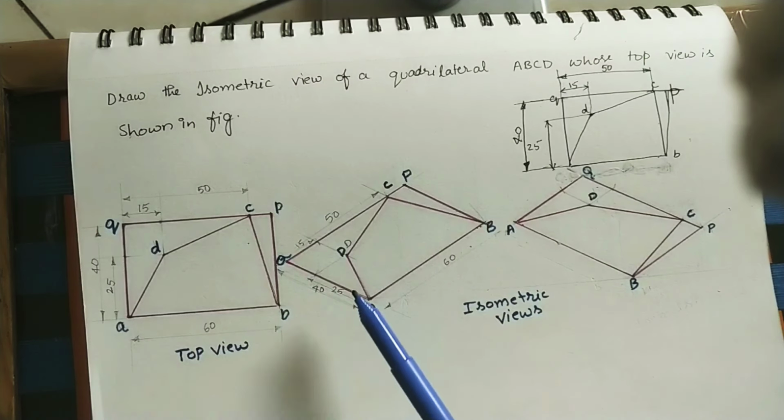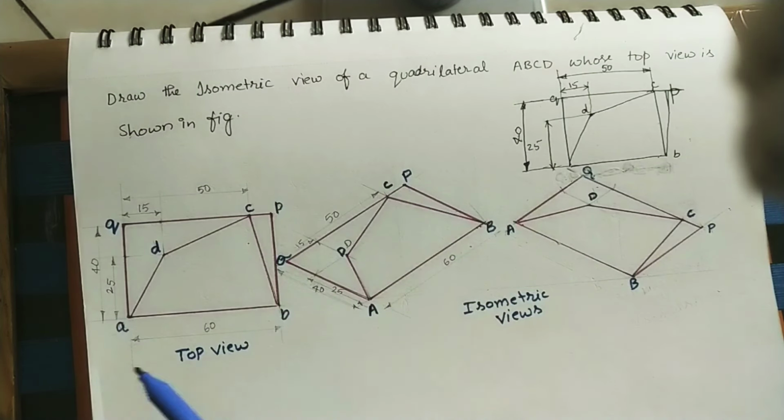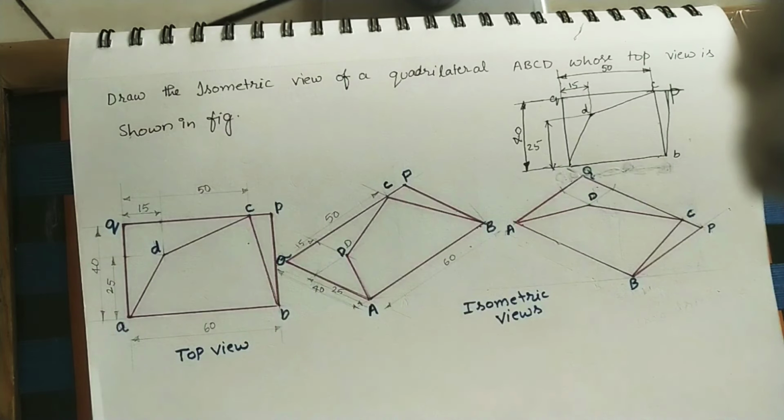And for these isometric views, mark capital letters A, B, C and P, Q like that. For this top view, mark small letters, as in the given diagram. So this is the method of doing the isometric view for this given top view.